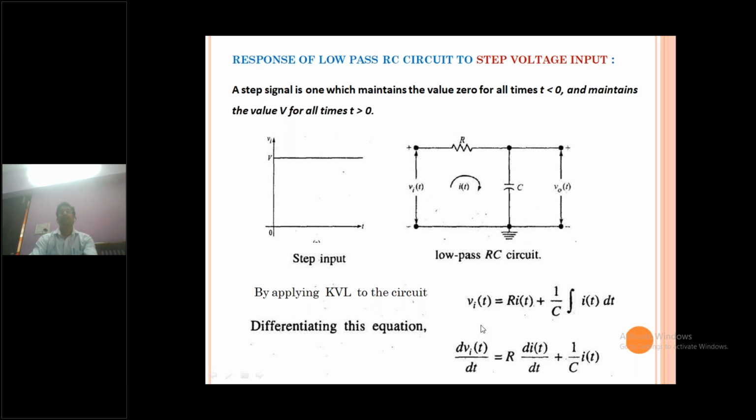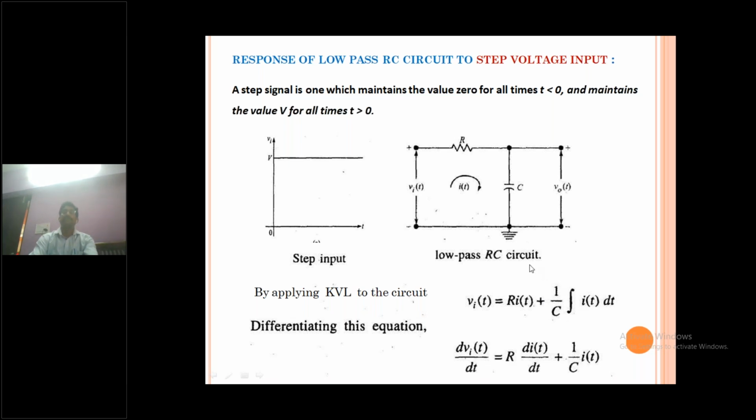So we know that the input voltage Vi(t) equals the drop across the resistor, i(t) into R, plus the drop across the capacitor, 1/C integral of i(t) dt. Now we differentiate this equation, so we get dVi(t)/dt equal to R into di/dt plus 1/C i(t). Here the integration and differentiation cancel out, which is why we get 1/C into i(t).